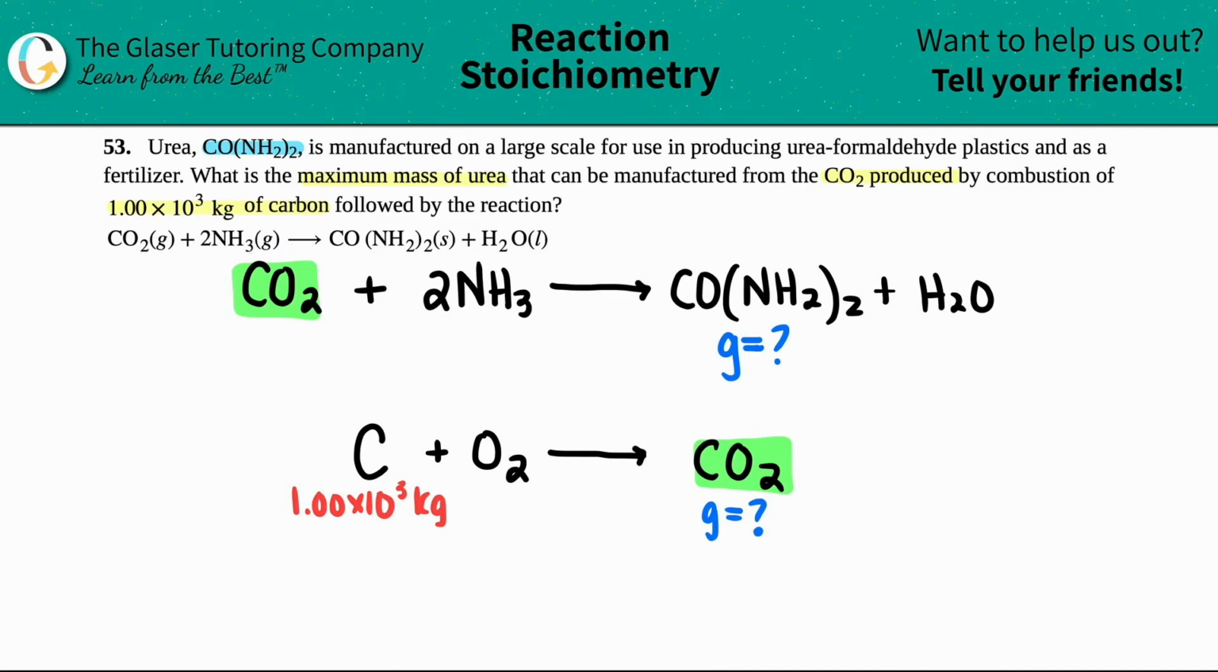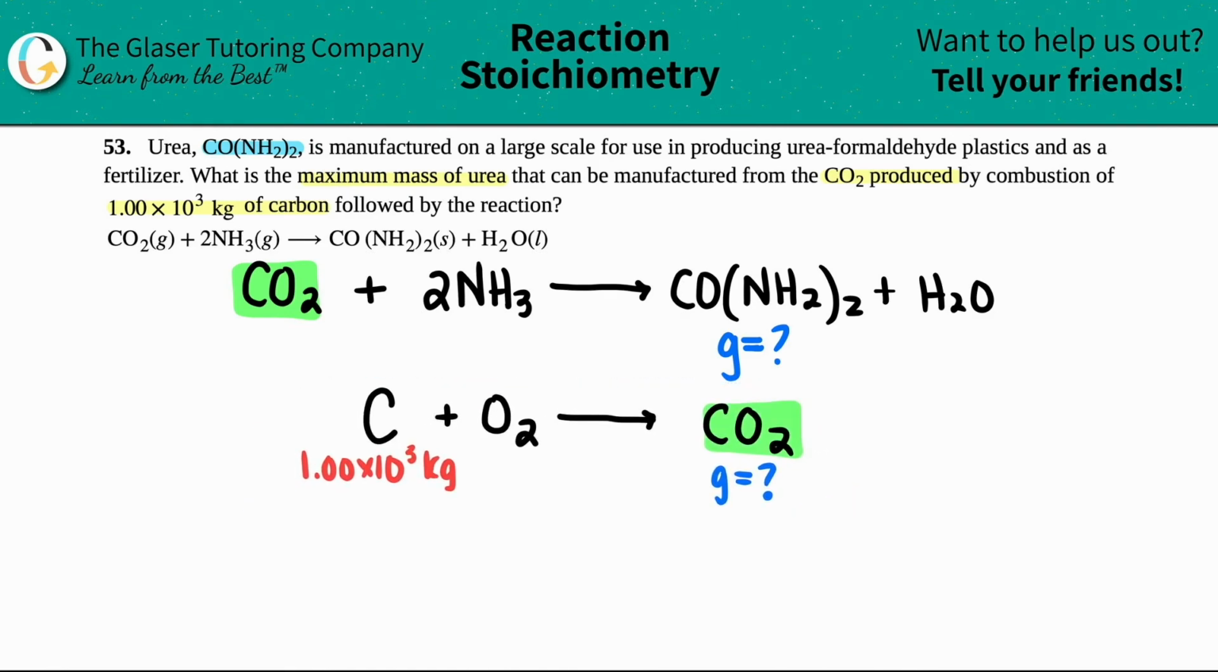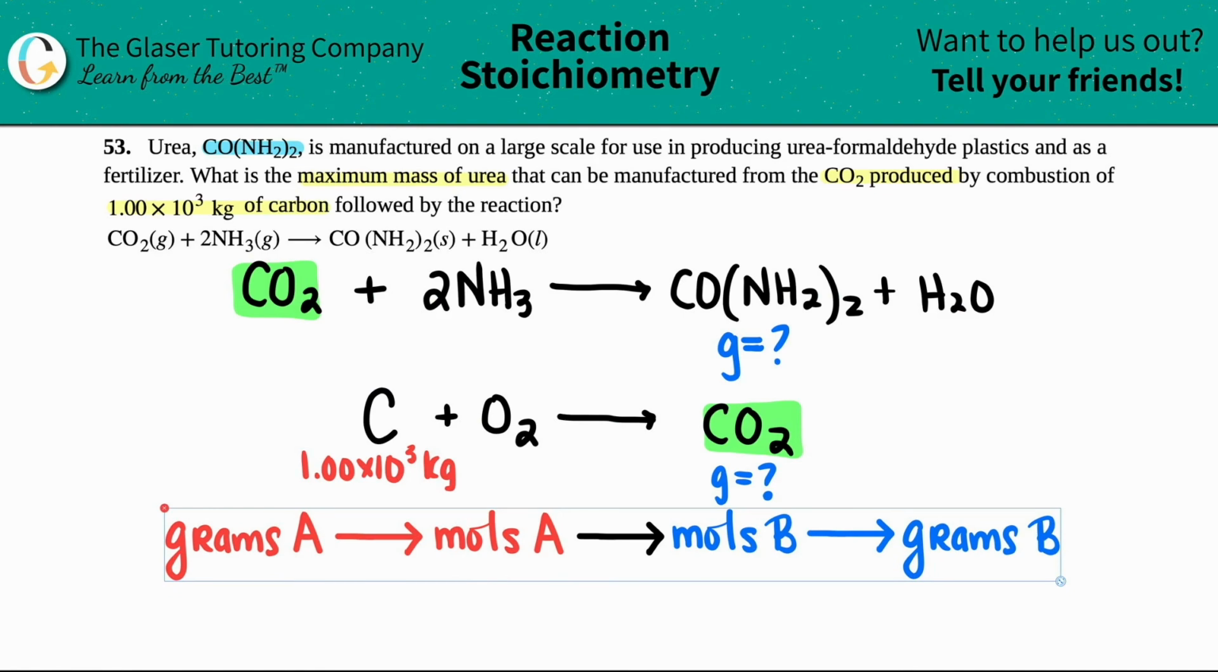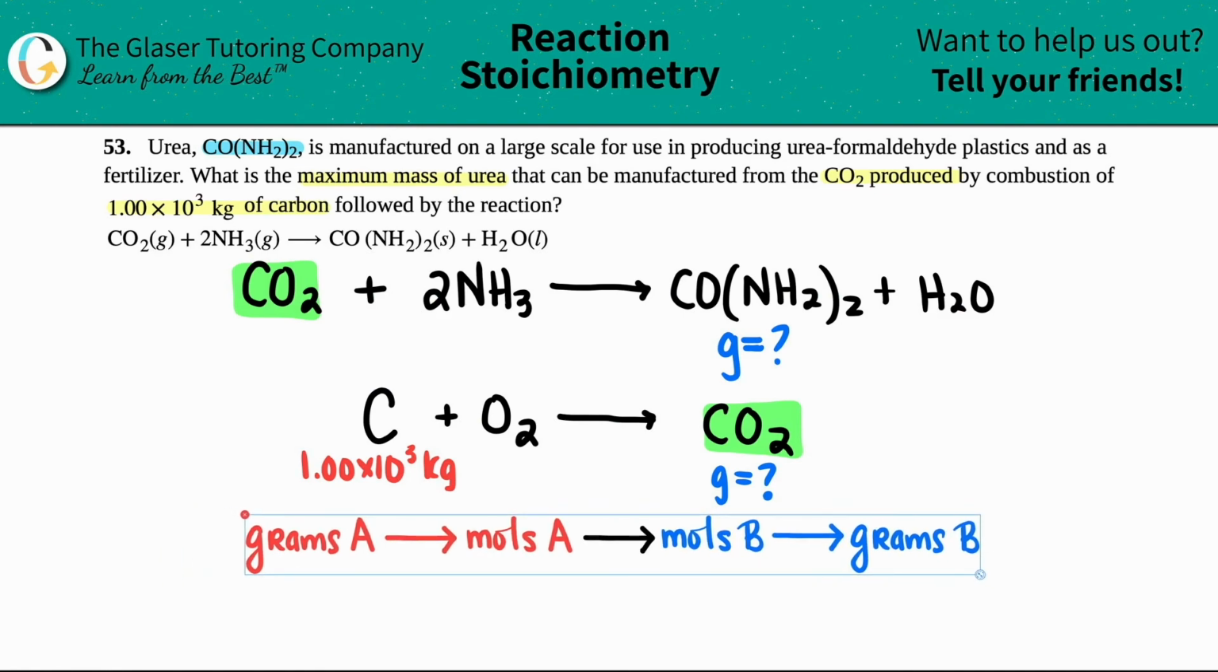So this is actually a double stoichiometry problem. The first thing I'm going to have to do is work on the bottom equation to find out how many grams of carbon dioxide I had. Now, there's a flow diagram for stoichiometry, which I highly recommend you memorize. It's this: grams to moles to moles to grams.